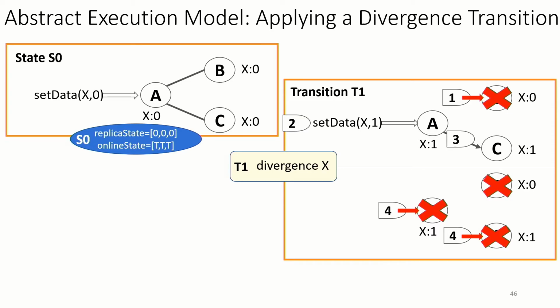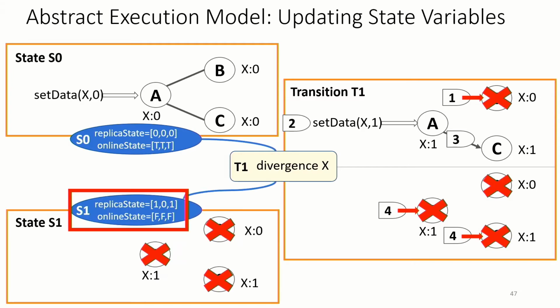So replica A and C committed, then A and C crash. If we apply this divergence transition to the S0, we get to the next state S1, where replica state is set to 1, 0, 1, which means A and C has committed the second write operation, but B did not because of the failure. And online state is set to false, false, false to indicate every replica is crashed.